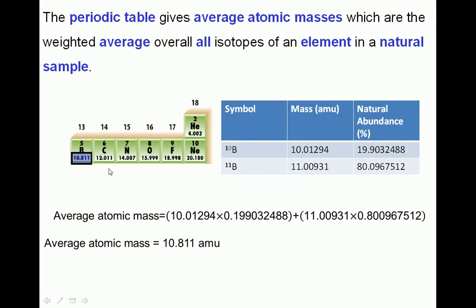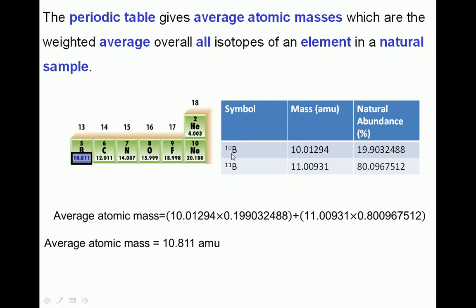The numbers that are listed in the periodic table are not for a single isotope, but rather they are an average weighted over all of the isotopes that are present in an actual sample. So I'm going to use boron to illustrate this idea. So boron naturally is comprised of boron 10 and boron 11, with 19.9% of boron in an actual sample being boron 10 and 80.1% of boron in an actual sample being boron 11.